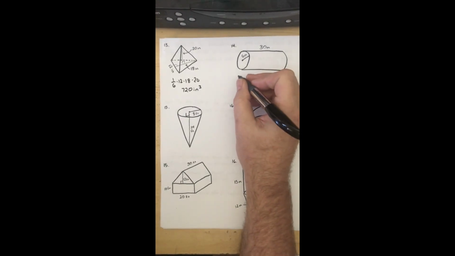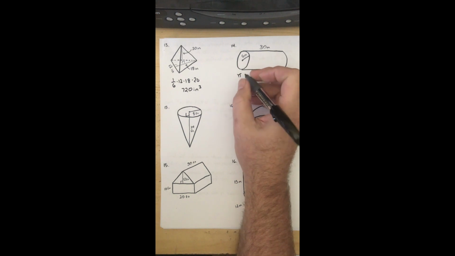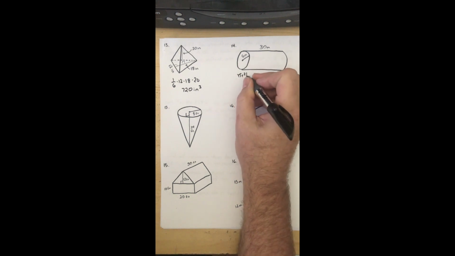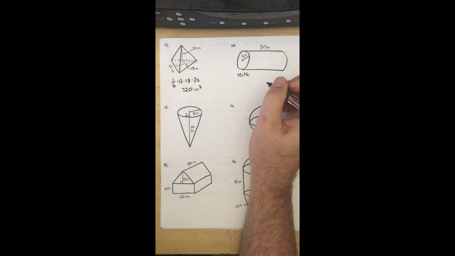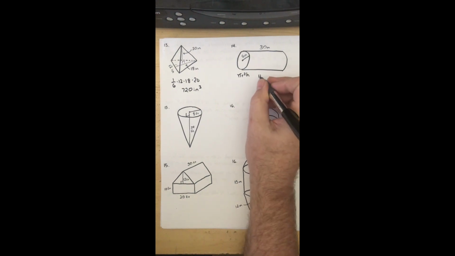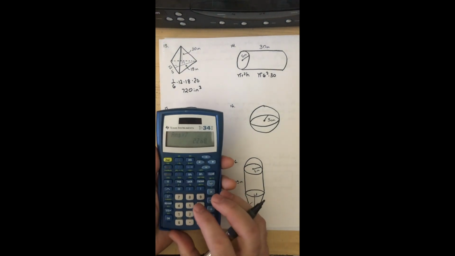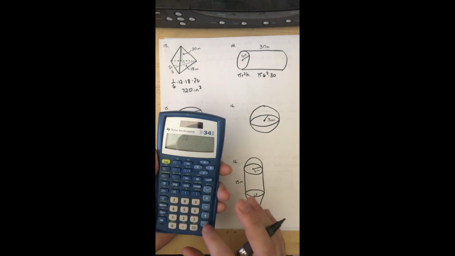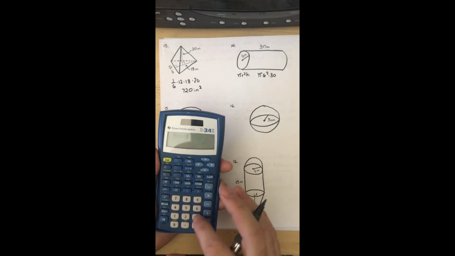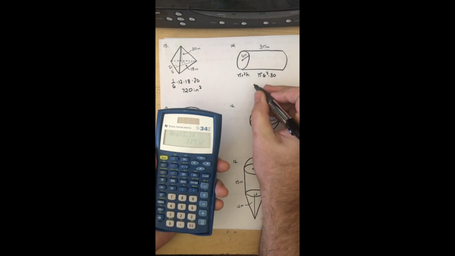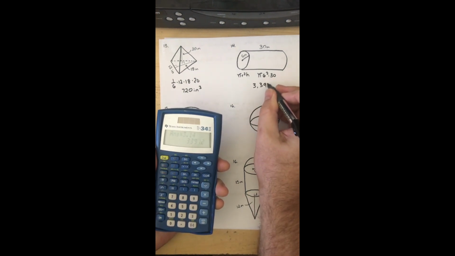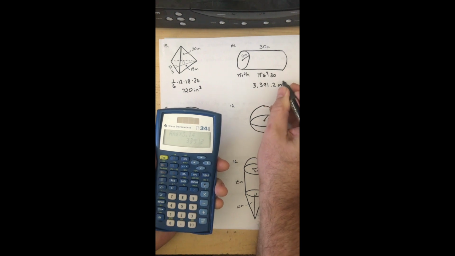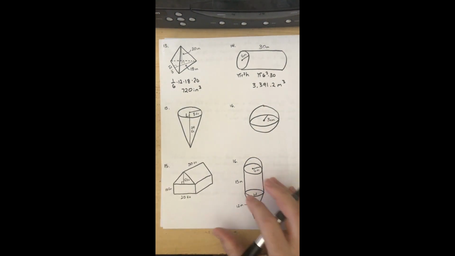Volume of the cylinder. Pies are square homes. Pies are square homes for fruit. So this is going to be pi times the radius of 6 squared times the height of 30. So 36 times 30 is a big number. It's like 108. Let's see, 36 times 30 is 108 with a 0. We're going to multiply that by 3.14, and we get 3,391.2 meters cubed.